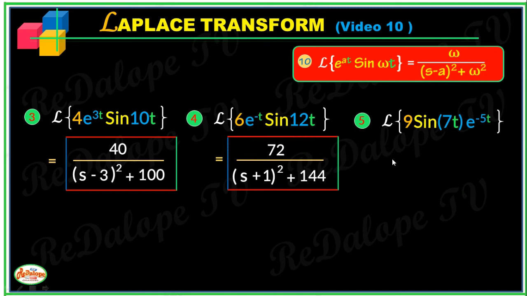And for the last problem, number 5, which is the shorthand method, direct answer, we have omega is 7 times 9, so that is 63, divided by s minus a. a here is negative 5 times negative, so that is positive 5, and that is being raised to square, plus omega is 7 times 7, so that is 49. So this is the final answer for problem number 5.